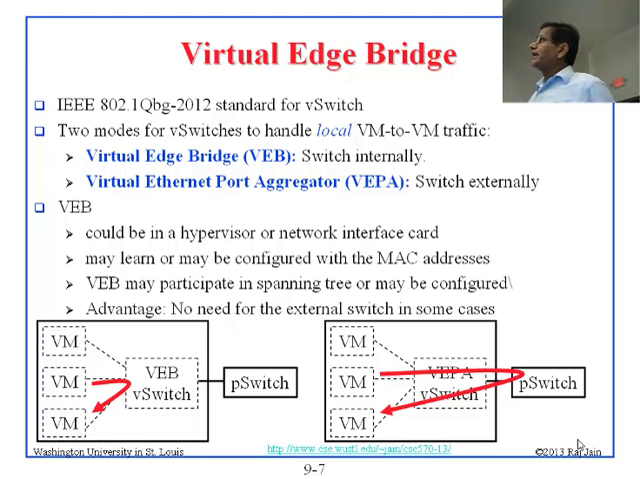So it doesn't have to learn anything. And it may participate in the spanning tree or may not. An advantage is no need for external switch in many cases. If you have a single machine with all the servers inside it, you don't need to buy a switch outside. This is, by the way, would be called a one-arm switch, if there's such a thing.